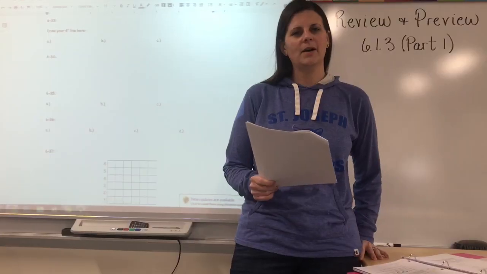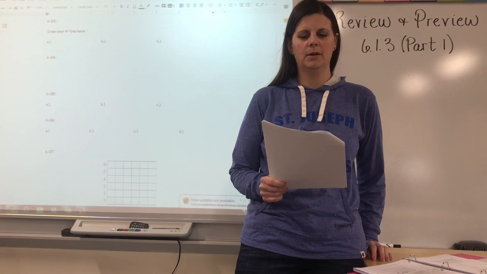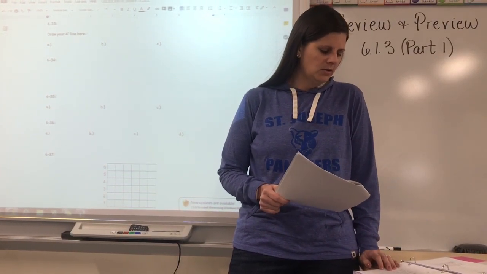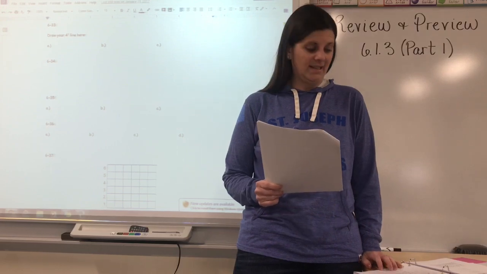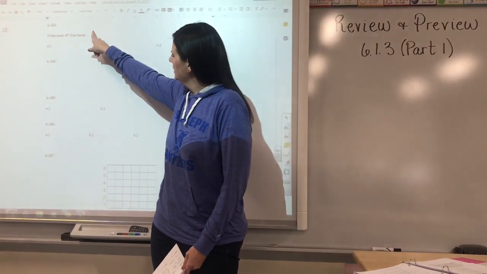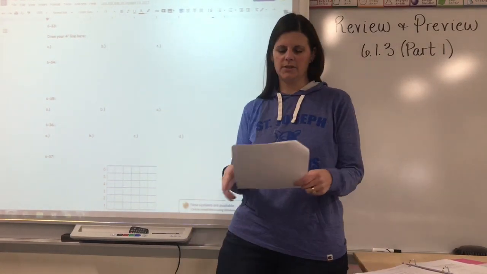We are ready to talk about directions for Review and Preview 6.1.3 Part 1. For question 33, it starts by asking you to use a ruler and draw a line that is exactly 4 inches long. So on your answer sheet, there's a space here. Use your ruler, make a line exactly 4 inches long.